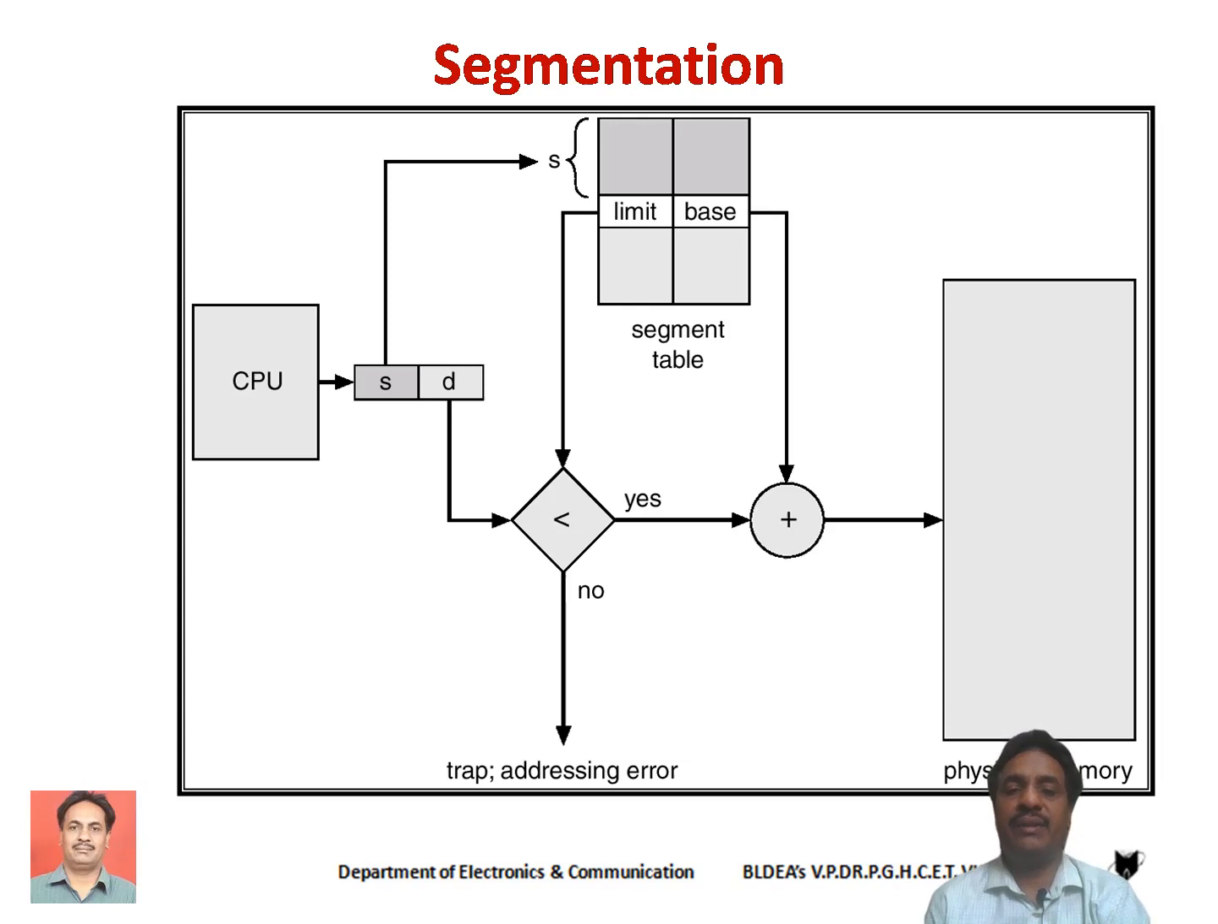And suppose this value of D, that is the offset, exceeds the limit value of the segment. In that case, an interrupt is generated indicating segment violation. If the D value exceeds the limit, an interrupt is generated indicating that the address generated is wrong. So this is the concept of segmentation.